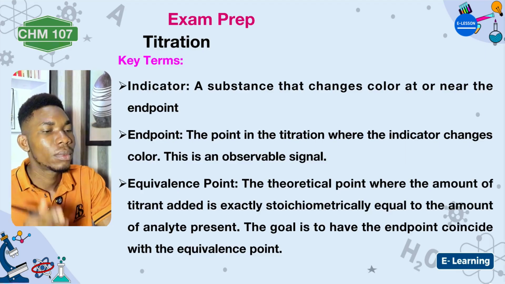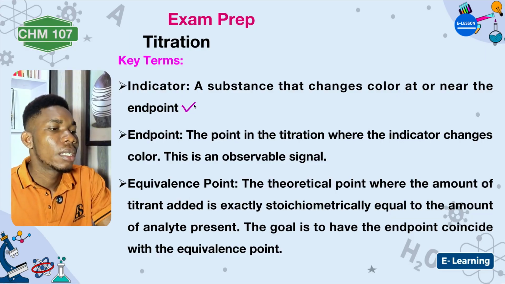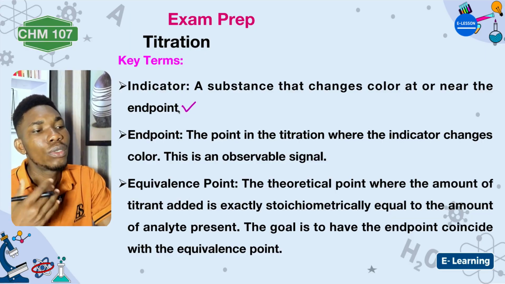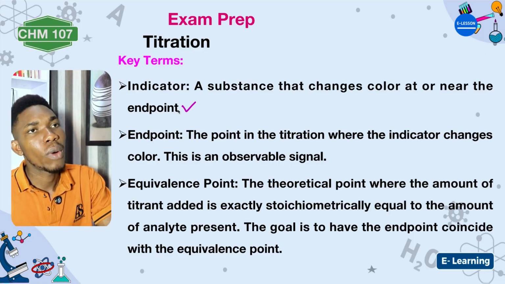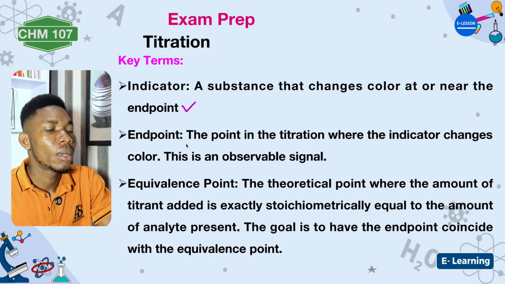Now, indicator. What is an indicator? An indicator is a substance that changes color at or near the endpoint. That is what is usually used to know whether a titration has come to an end or we should stop the entire process or not. Use one indicator. All right?